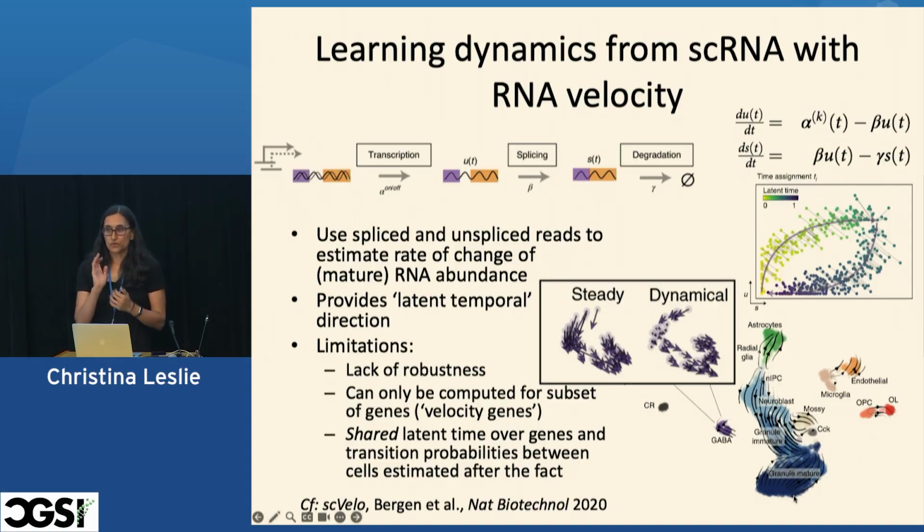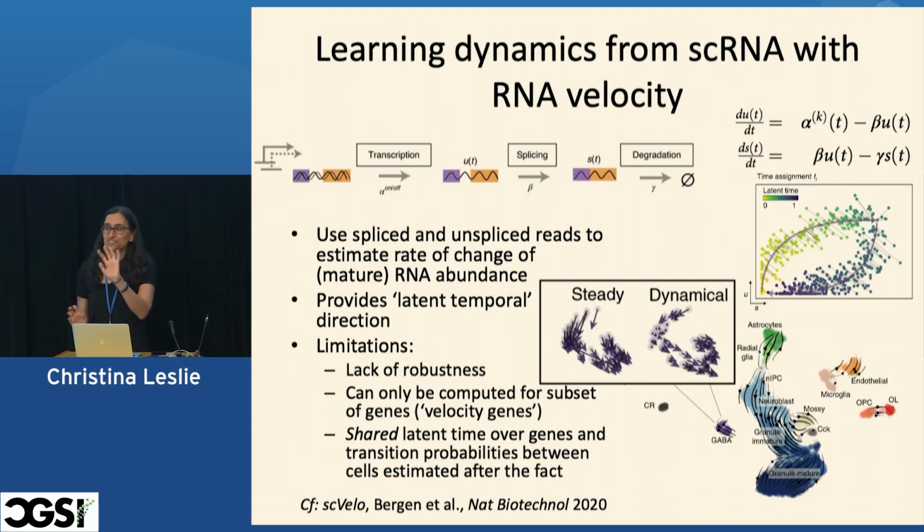All right. So the problem is there's a lack of robustness. There are a lot of parameters that can change your estimates. It can only be computed for a subset of genes. You don't have enough coverage. So there are some velocity genes, and you get no information for the non-velocity genes. There are a lot of steps, okay? You actually have to estimate a shared latent time from the individual gene models. So these are things we want to get away from.